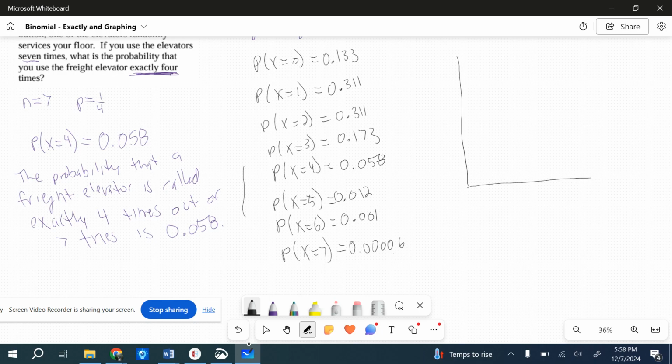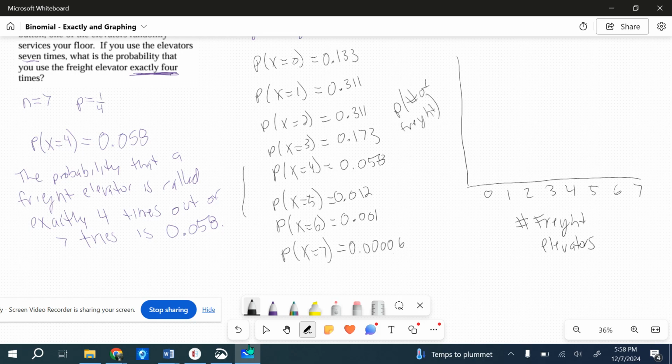All right, now we go ahead and we can graph it. So when we graph it, we're going to have the number of freight elevators on the bottom. And then this is the probability of the number of freight elevators going up the top. So my smallest number of freight elevators that could have been called is 0. And then 1, 2, 3, 4, 5, 6, and 7.